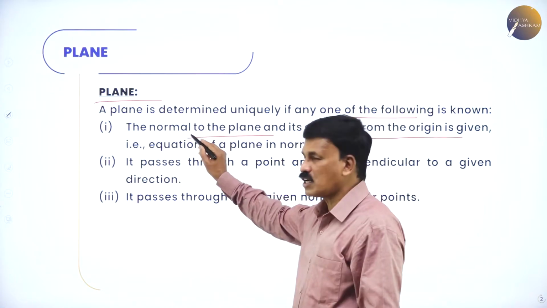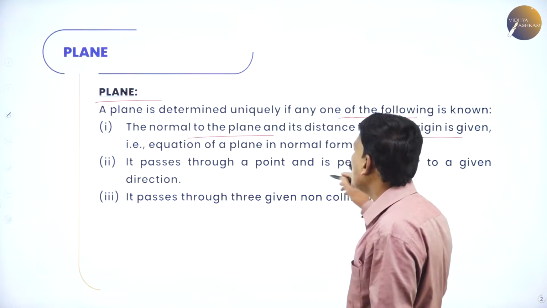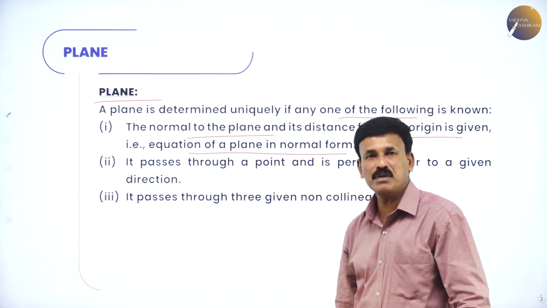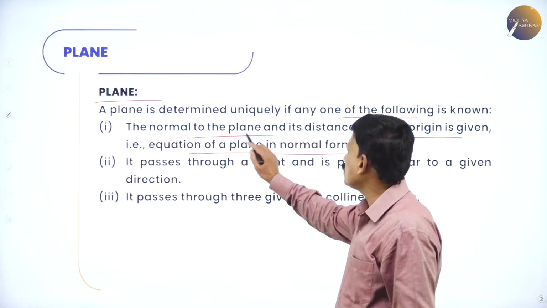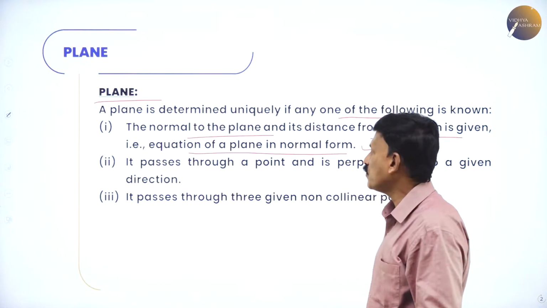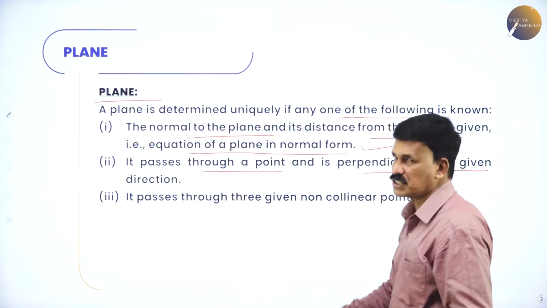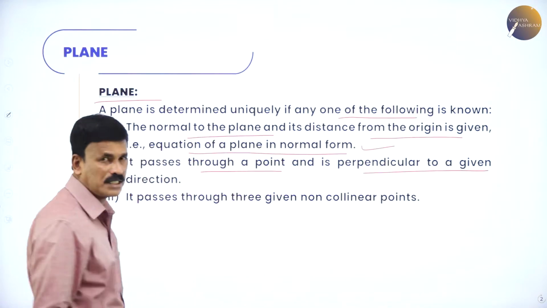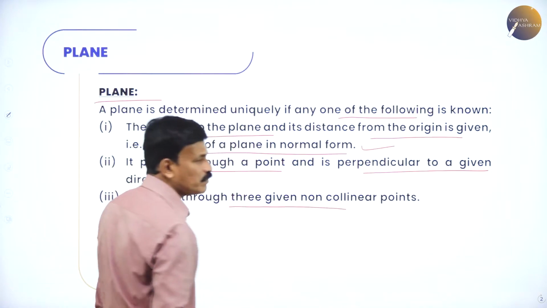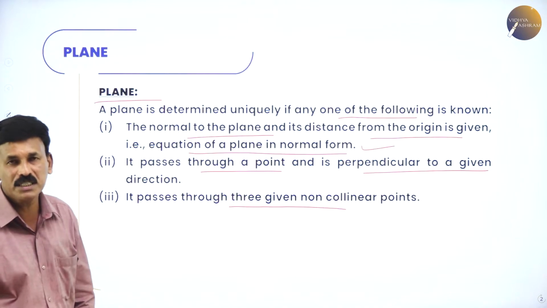The first one is the normal to the plane and the distance from the origin is given, then a plane can be determined, and that is the equation of the plane in the normal form. The second condition is if it passes through a point and is perpendicular to the given direction, then the plane can also be determined. Similarly, if it passes through three given non-collinear points, then the equation of the plane can be determined.